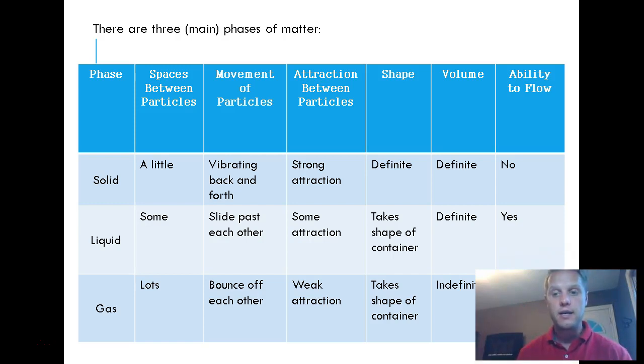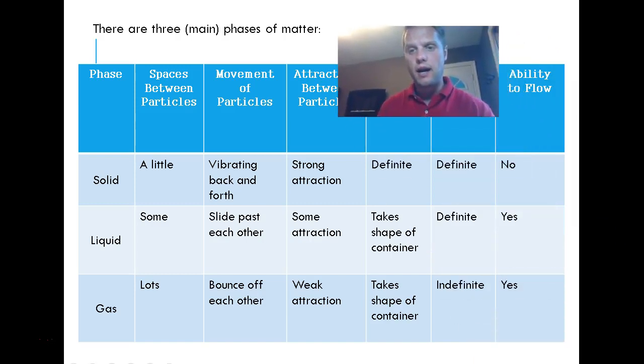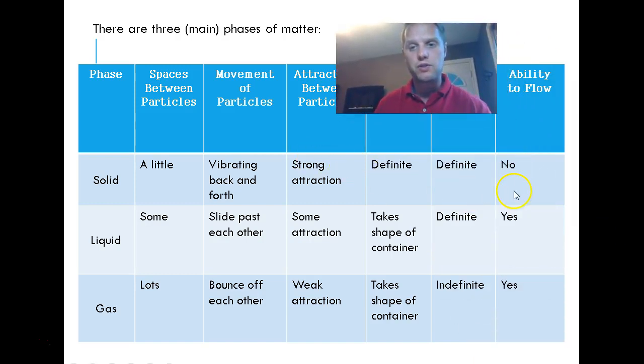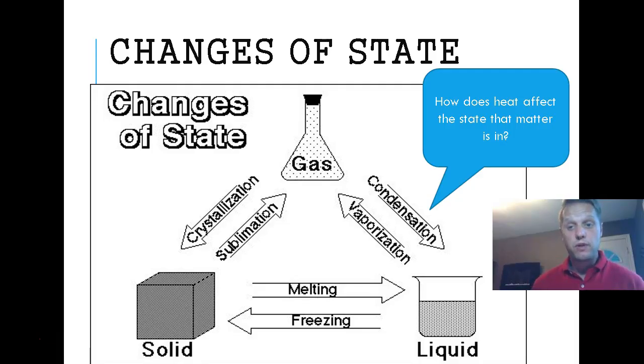Gas, on the other hand, takes up the size of the container, and therefore it has infinite different amounts of volume. Now, the ability to flow is known as: does it move past one another? A solid does not flow. You can't pour it out of a container like you can water. Liquid will flow. A gas will also flow because it can move quickly and move past one another. So grade 9s, this should be review for you as well.